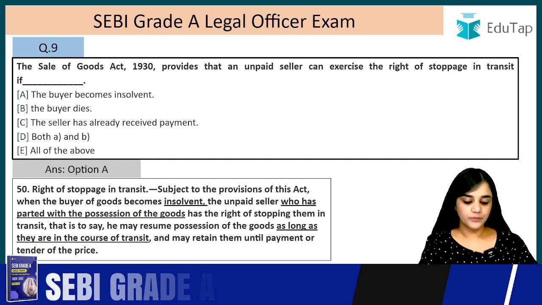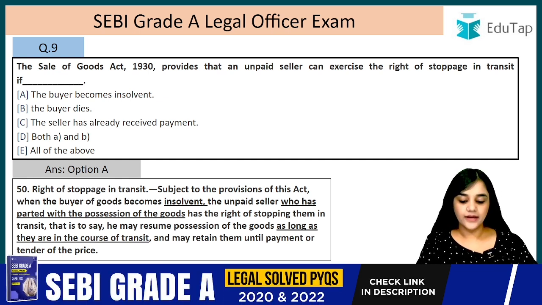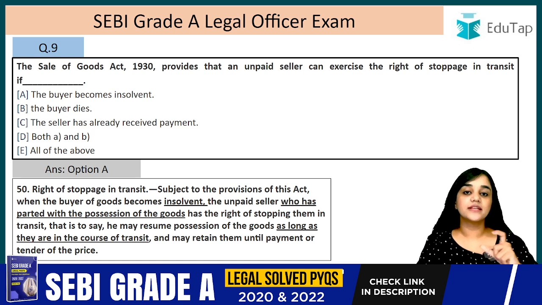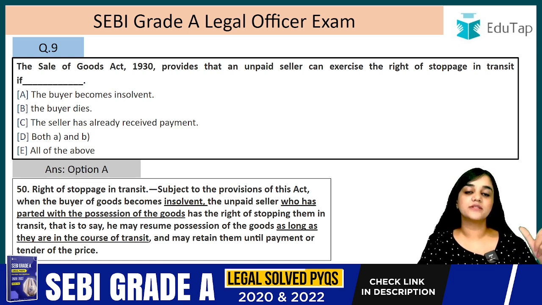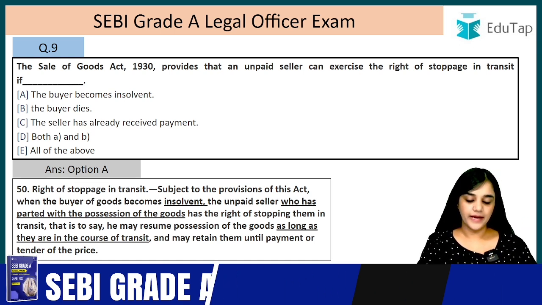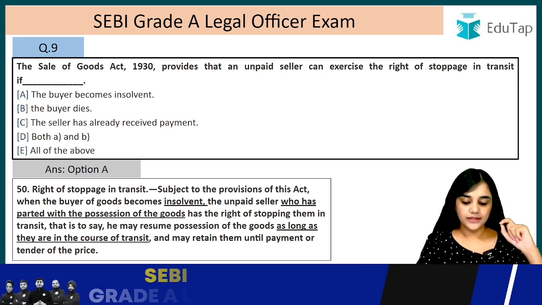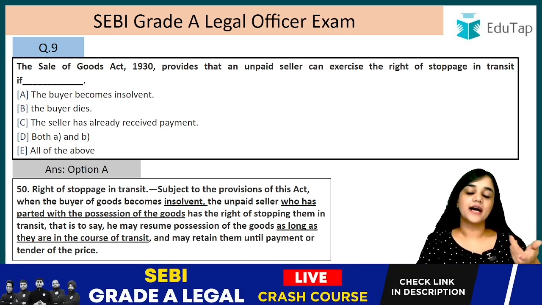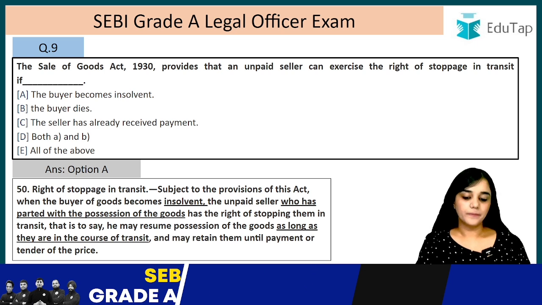He may resume the possession of the goods as long as they are in the course of transit. But the condition is they must be in the course of transit. They must not have reached the buyer, right? And he may retain them until the payment or tender of the price. He can tell the buyer, I will deliver the goods to you, but first you make the payment. So this is stoppage in transit.